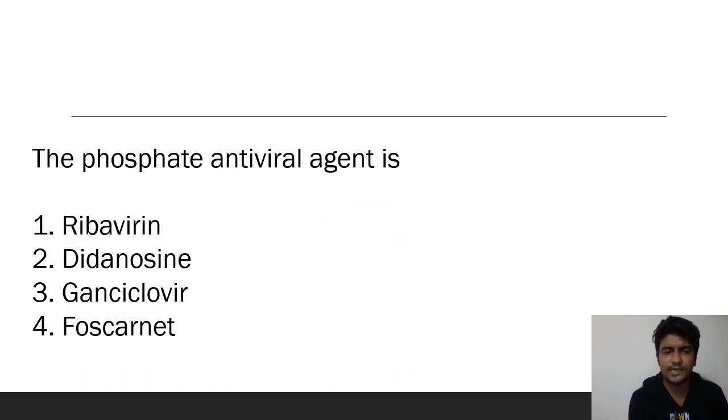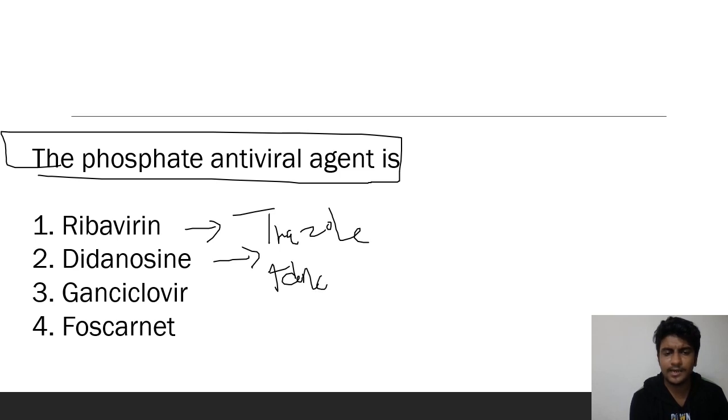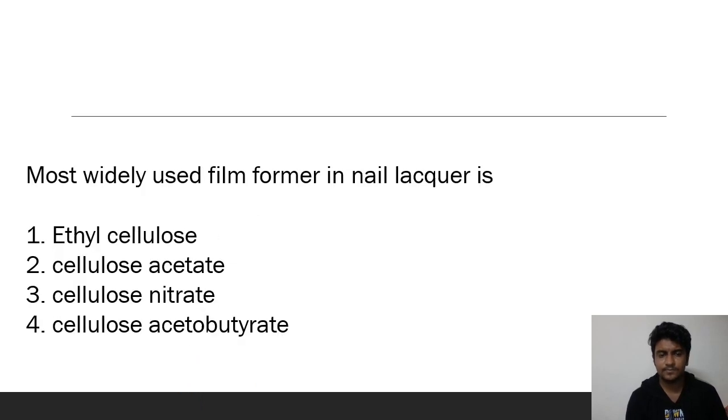Next up, the phosphate containing antiviral agent. So in antiviral agents, we all would have heard about the triazole ring containing drug ribavirin, didanosine, which is an adenosine analog, ganciclovir, again a drug in herpes, and foscarnet, which is the only drug that consists of a phosphate group. So the right answer will be foscarnet.